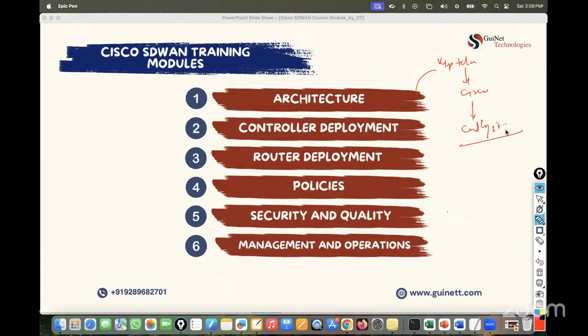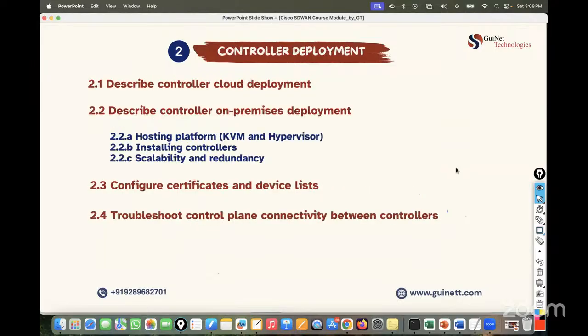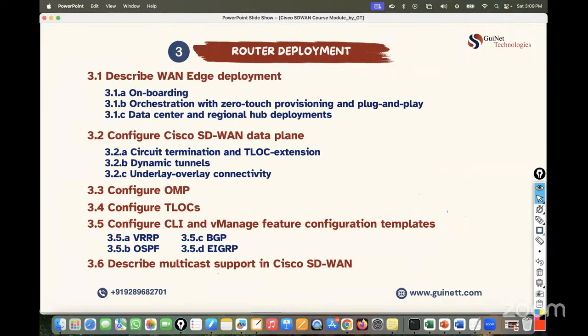Then we'll understand the controller deployment, then the router deployment, policy, quality of service, and management and operation. So these are the 6 modules we are going to cover throughout the journey. I will start this discussion tomorrow, and I'll explain in great detail how the architecture works. I'll explain all the components one by one and give a brief idea of why this is very important and how it is different from the legacy WAN.